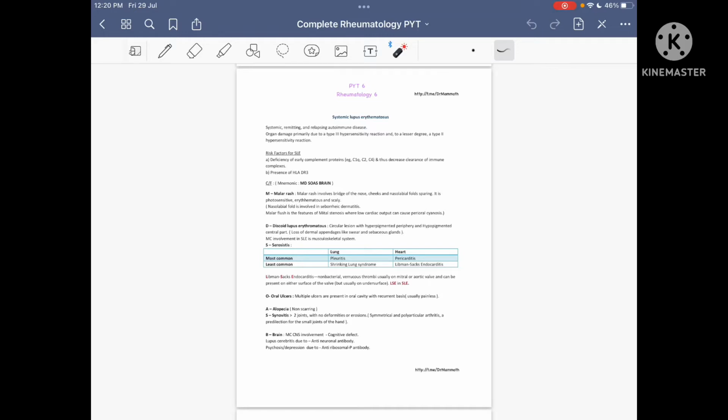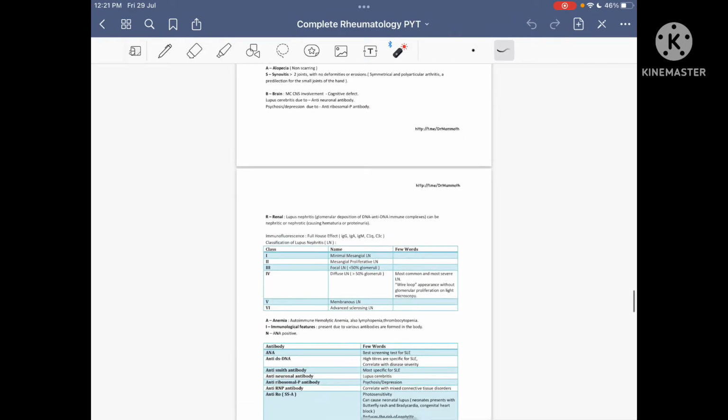A stands for synovitis, more than 2 joints involved, with no deformity or erosion. In case of rheumatoid arthritis, there will be deformities or erosion. It will be symmetrical. B stands for brain. Most common CNS involvement is cognitive defect, lupus cerebritis due to anti-neuronal antibody, and psychosis and depression due to anti-ribosomal P antibody.